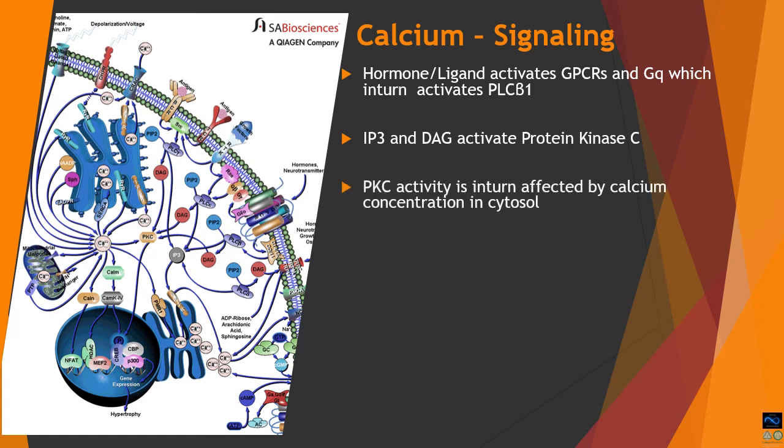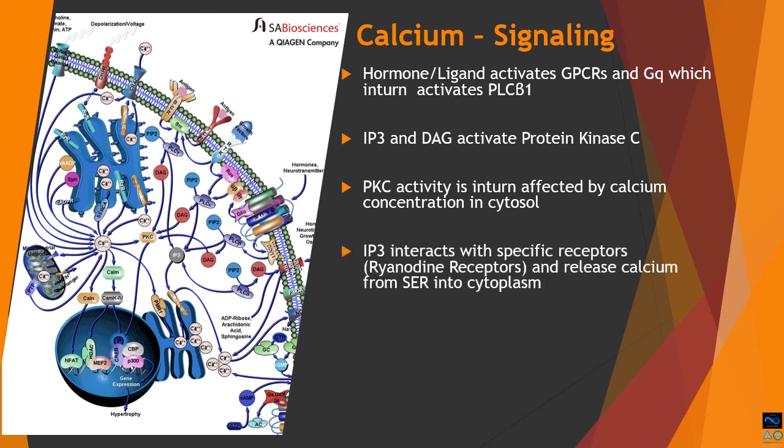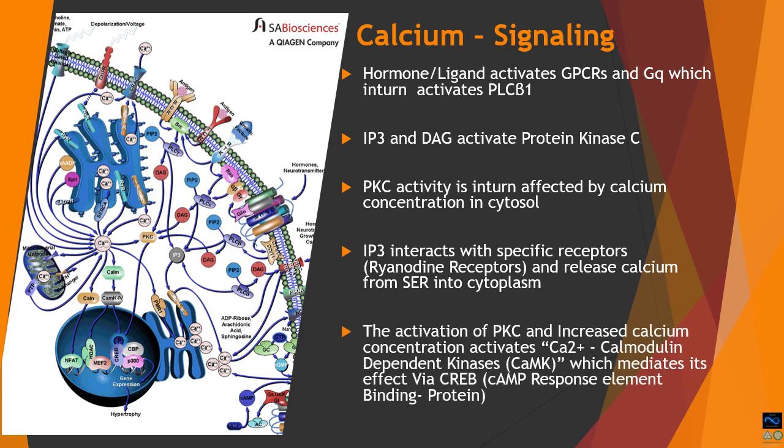Protein kinase C will then do its own mediation through kinase activity. However, IP3 is also interacting with specific receptors, those are the ryanodine receptors of the smooth endoplasmic reticulum. These ryanodine receptors will cause the release of calcium from the storehouses into the cytoplasm, and when this calcium moves into the cytoplasm, it will do its function via calmodulin and calmodulin dependent kinases, so CAM kinase. So this is a crosstalk between the calcium signaling and the PLC beta 1 signaling.